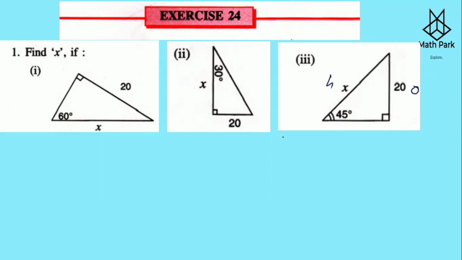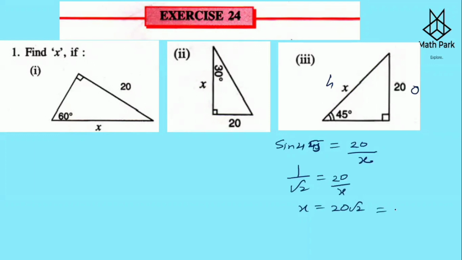So opposite and hypotenuse, we have the sine ratio. So we have sine 45 is opposite, which is 20, upon hypotenuse, which is x. Sine 45 is 1 upon root 2, equal to 20 by x. So you get x is equal to 20 root 2.